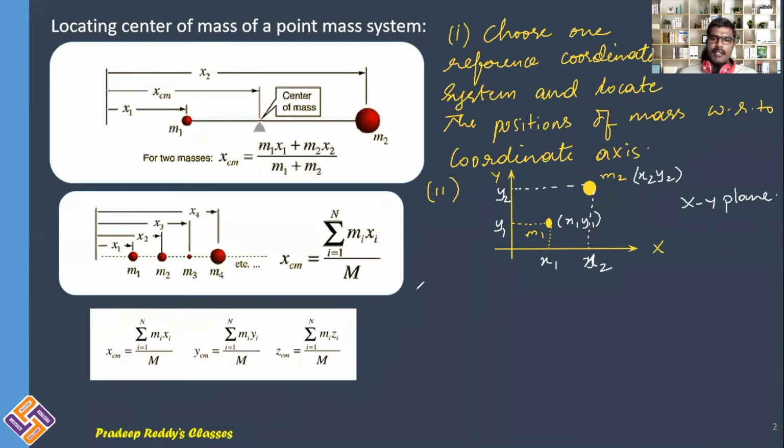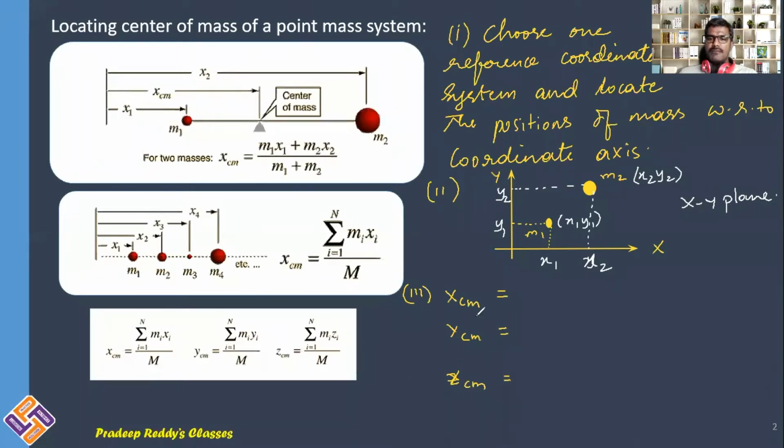If the masses are in the xy plane, sometimes the masses can be in xyz space, like three coordinates x, y, z can be there for those masses. So you can find the center of mass along the x-axis, along the y-axis, and along the z-axis individually, depending upon the coordinate system.